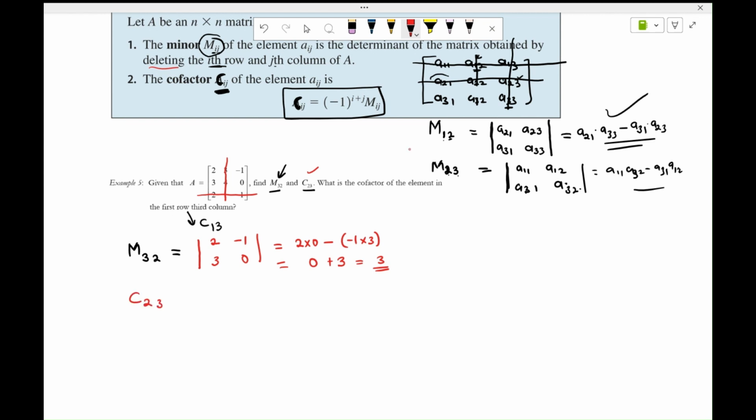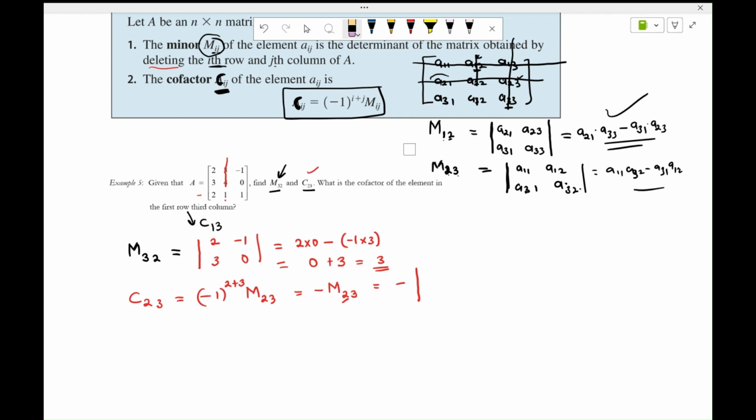What is C23? Based on the definition, it is minus 1 to the power 2 plus 3, then M23. Minus 1 to the power 5 is just minus, so it's just going to be minus M23. Take note of when the power is even and when the power is odd. So now we have a minus here, and M23 will be the determinant when we delete the second row and third column.